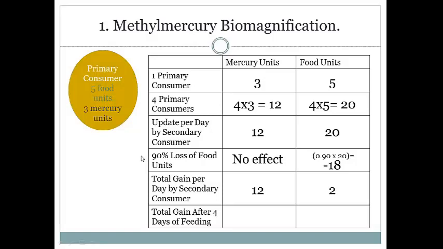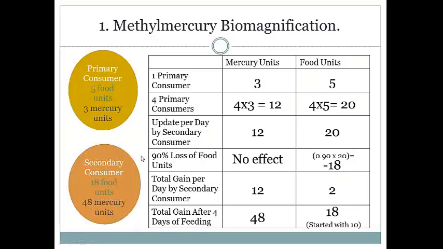If we continue this process for 4 days, eating the primary consumers for 4 days, we end up with 12 times 4, which is 48 mercury units, and 2 times 4, which is 8 food units, and we started with 10, so that's where we got that 18 from. The secondary consumer had 10 to begin with and gained 8 over the 4 days of feeding. So at the end of the 4th day, my secondary consumer has 18 food units and 48 mercury units.